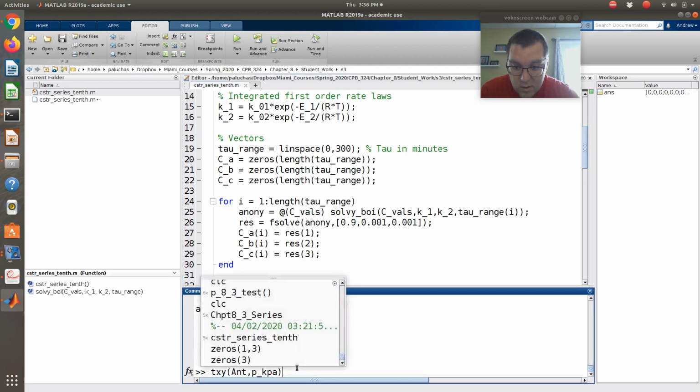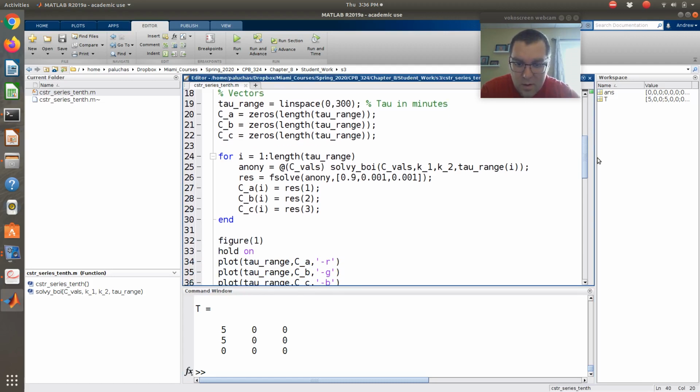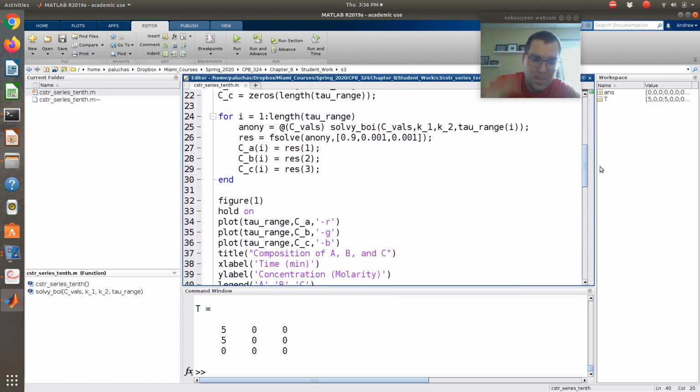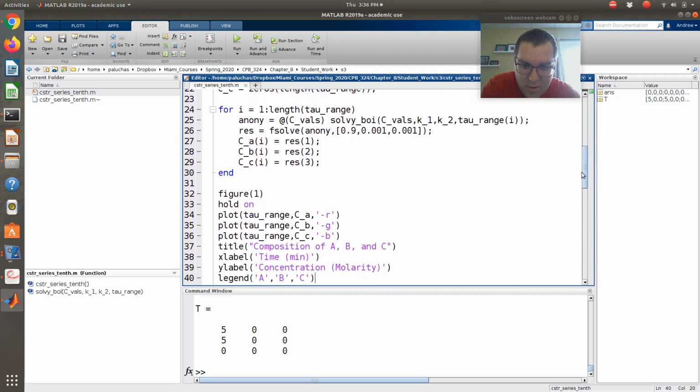So let's just do, say, t is equal to zeros of 3 by 3. So if I were to type t1 is 5, okay, it updates. Well, it's not clear if 1 is the row or column. So when I just have a single index, it's referring to the row. Okay, so this would be a column vector. Essentially, you're writing everything to that first column, and then tau range is a row vector.